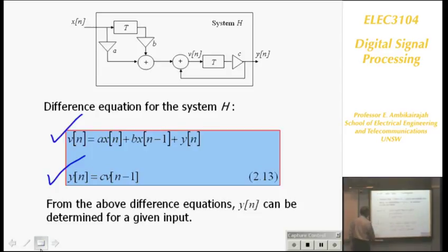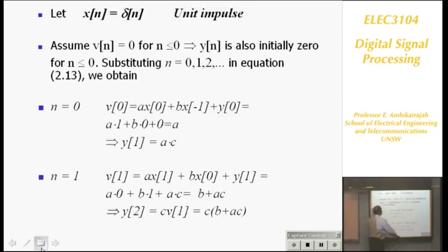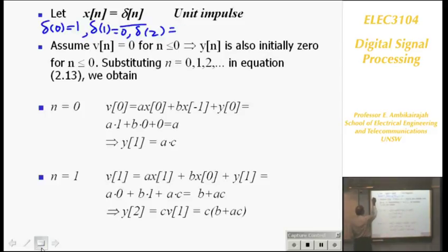Okay, go to the next page. What am I doing? I'm saying my input is equal to delta n. What does delta n mean? Delta 0 is equal to 1, and all the others, delta 1 equals 0, delta 2 equals 0, because impulse means only one value. Delta minus 1 also equals 0, and so on. I am assuming vn is 0 when n is less than 0. For negative n, vn is 0. I am assuming initial conditions.